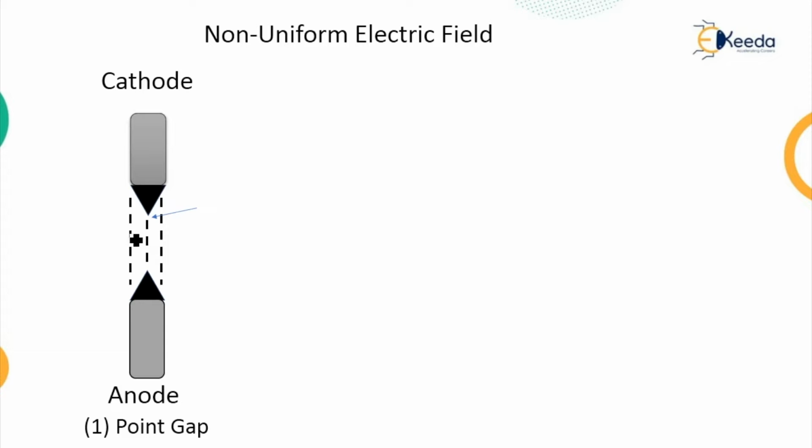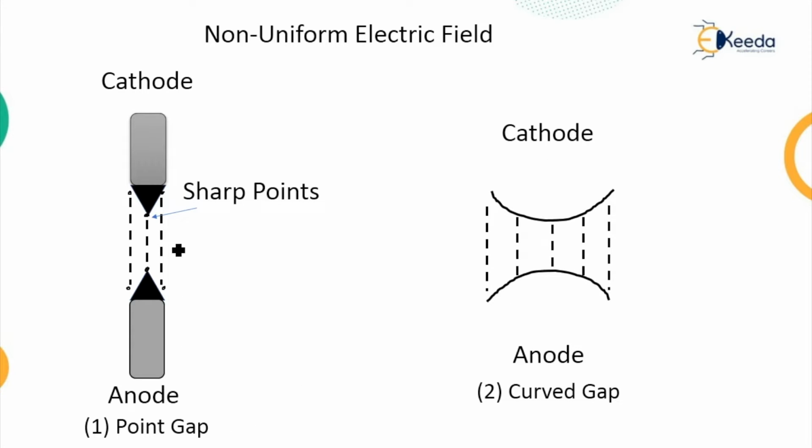For that purpose, let us understand the first non-uniform field gap, where we have a pointed gap. If you just check the structure, at the center of it, the gap is less as compared to the side of the electrodes. Therefore, the chances of occurrence of the corona discharge at this particular point, called the sharp point, is more. We can even see corona formation in the second gap, called the curved gap. So you can see in between these two points, the chances of formation of corona is more as compared to the gap which is present on the other side of the electrode.